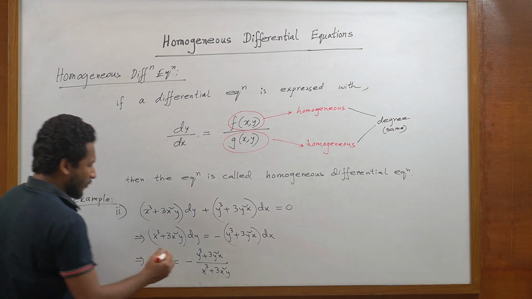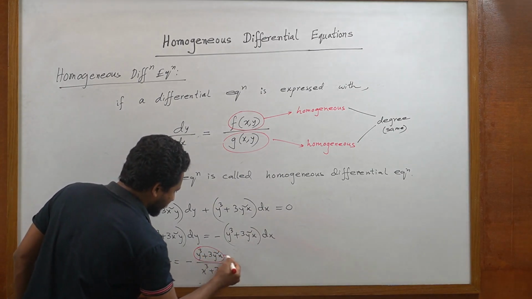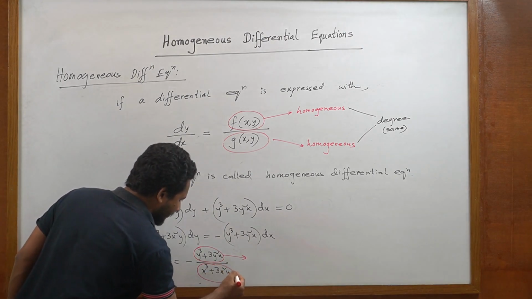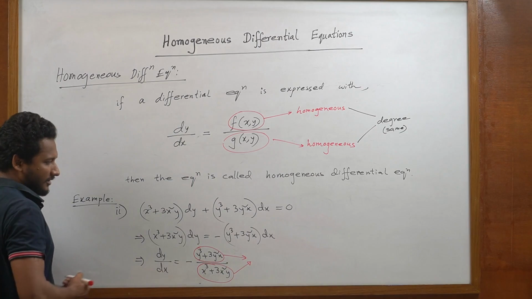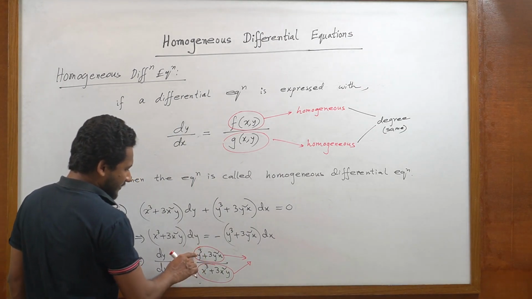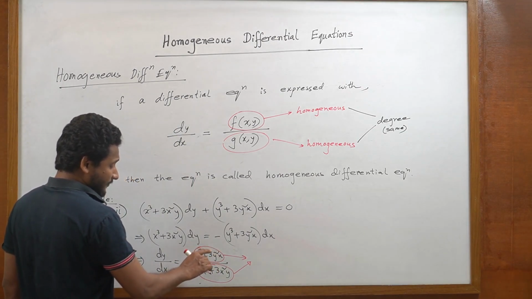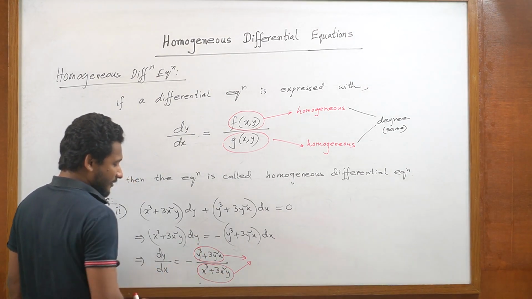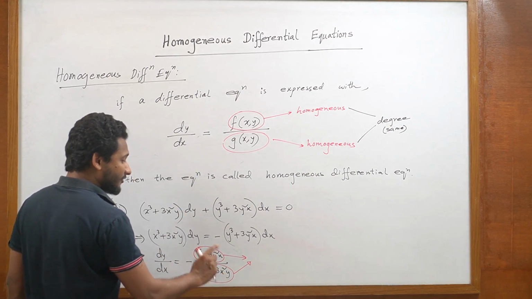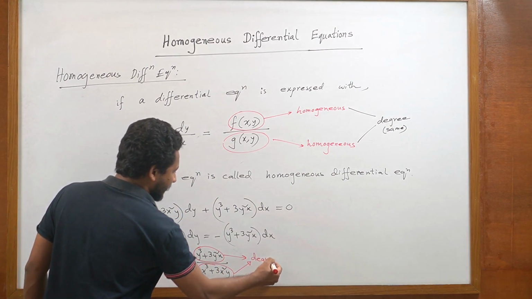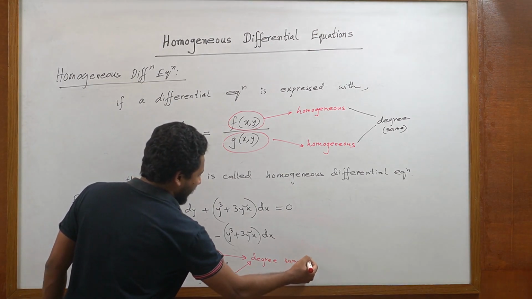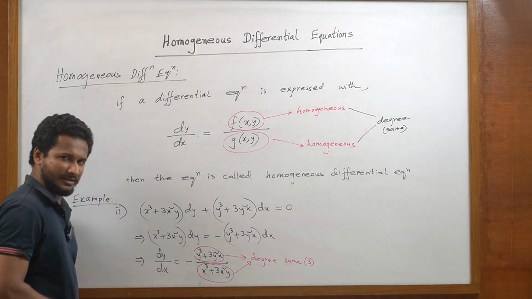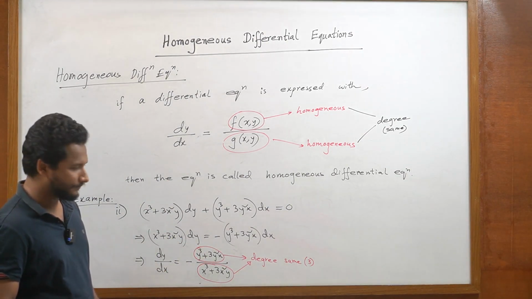Here y cube plus 3y square x, this function is homogeneous. x cube plus 3x square y, this function is also homogeneous. The numerator is homogeneous with degree 3. The denominator is also a homogeneous function with degree 3. So their degree is the same, and the degree is 3. So this differential equation is homogeneous.